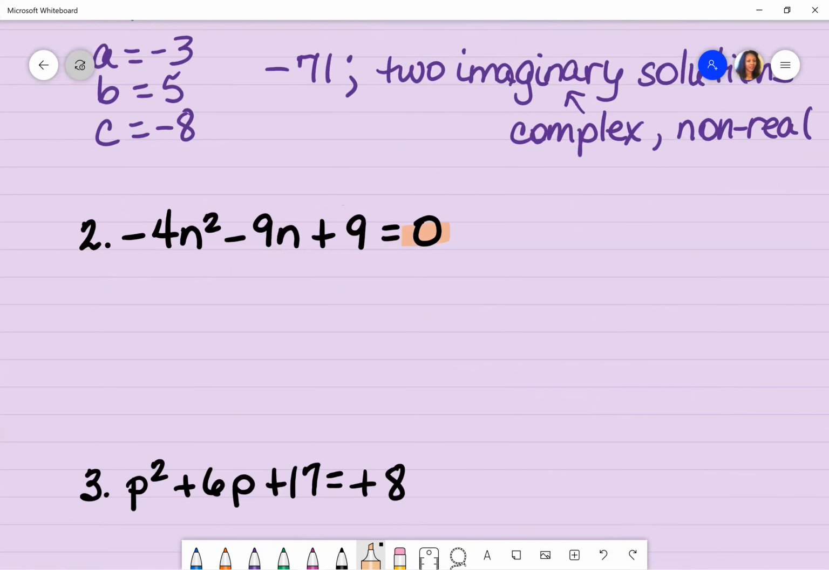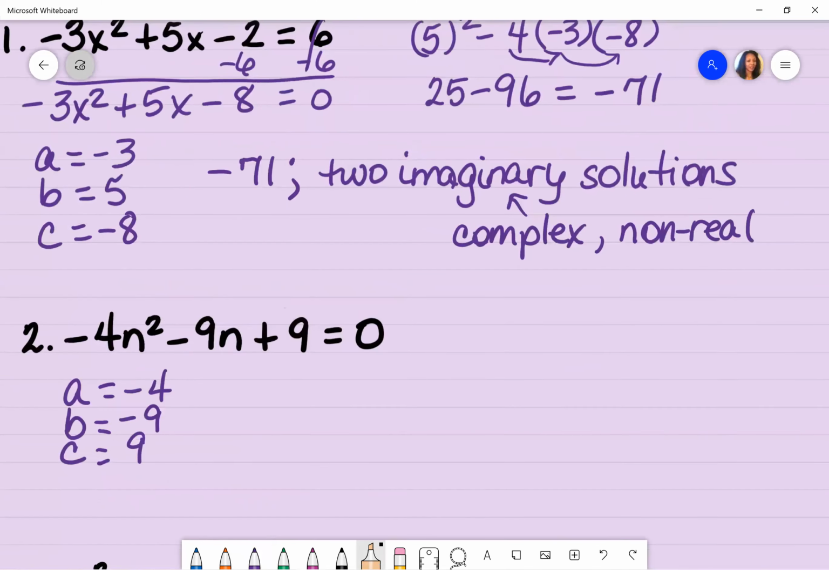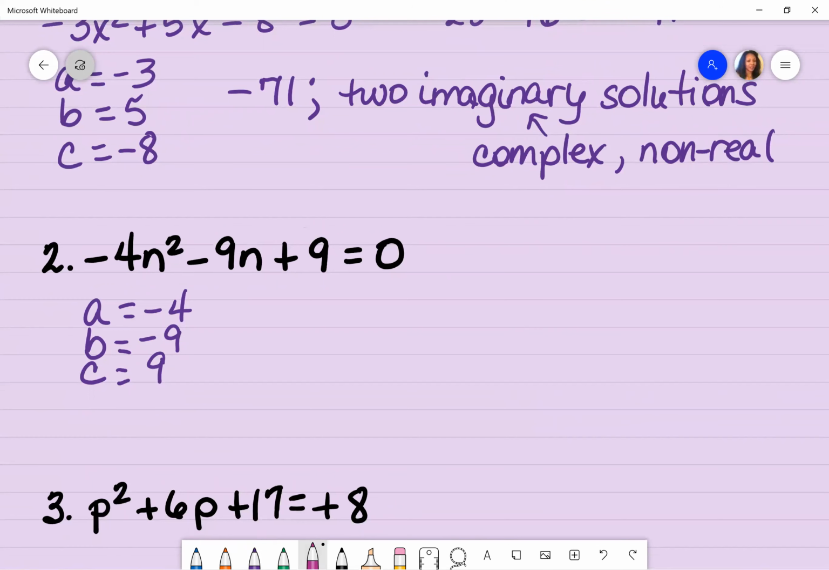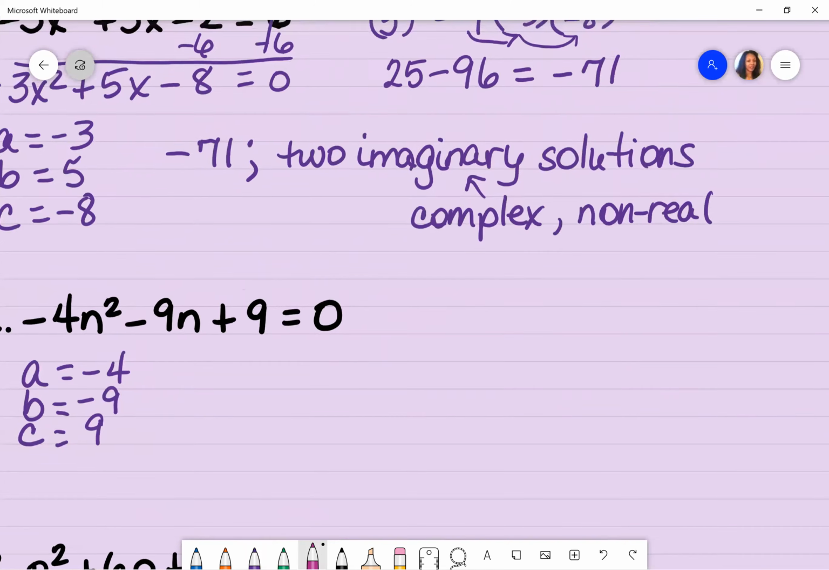This one happens to already be set up as 0, so all I have to do is identify my a, b, and c. a is -4, b is -9, and c is +9. Be very careful when your b is negative, because the quadratic formula has -b plus or minus, so the way you would put that in is negative parentheses -9. Pay attention to that. Some people get thrown off by the negative sign there.